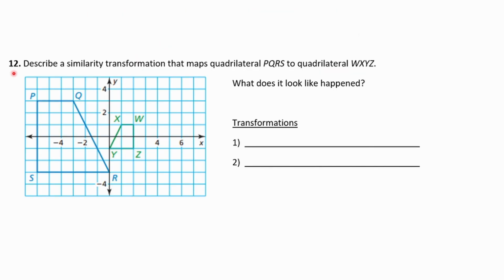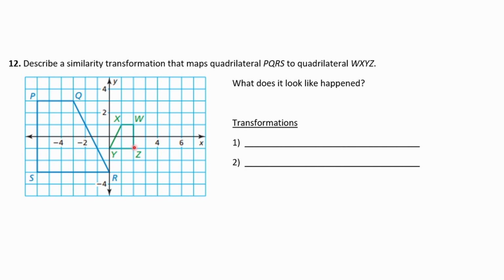All right, finally, for number 12, it says to describe a similarity transformation that maps quadrilateral PQRS. So that means I'm starting with this one over here on the left that's in blue, to quadrilateral WXYZ. So I'm landing on the green. So I want you to pause and see if you can come up with 2 steps to make this true, taking the blue figure to the green figure.